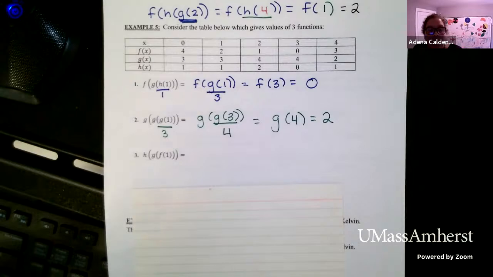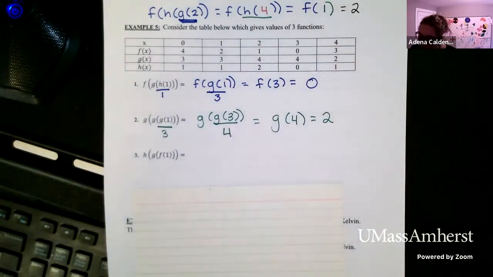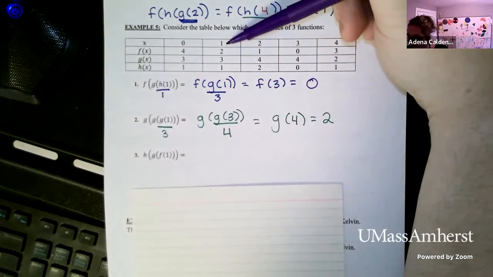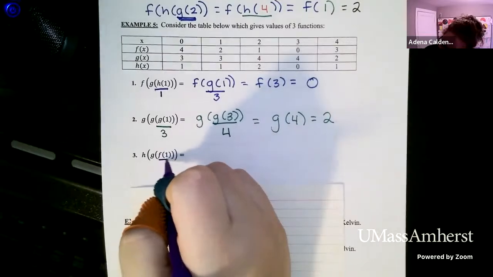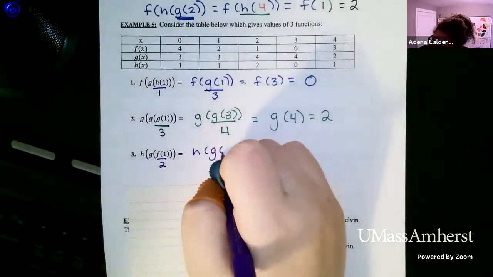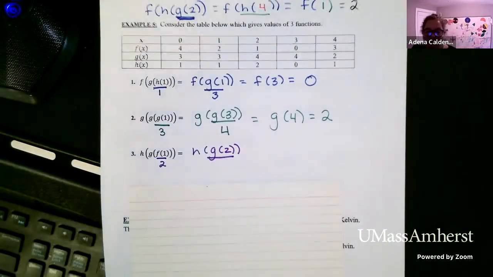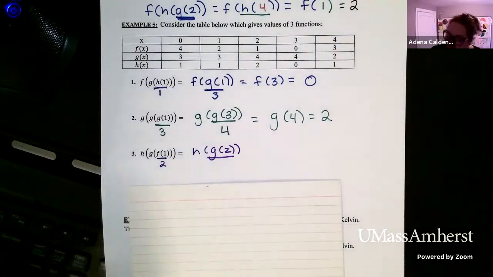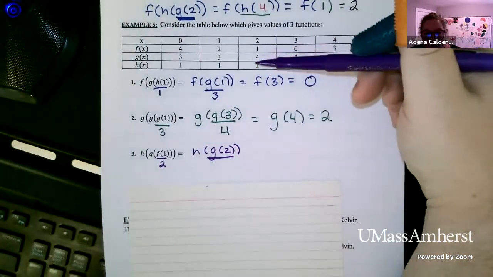For the last one, h of g of f of 1. So f of 1 is the innermost part. So I go to the 1 and I go down to the f function to get the dependent value. That's going to give me a 2. So I have h of g of 2. So now I'm looking for g of 2 as the next innermost value. So I go to the 2, I go down to the g function. That is a value of 4.